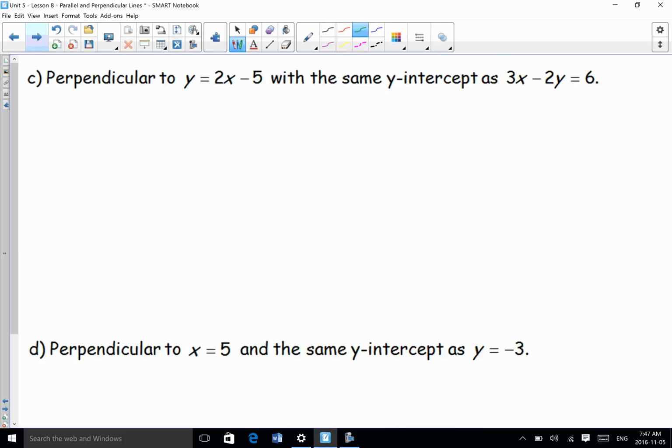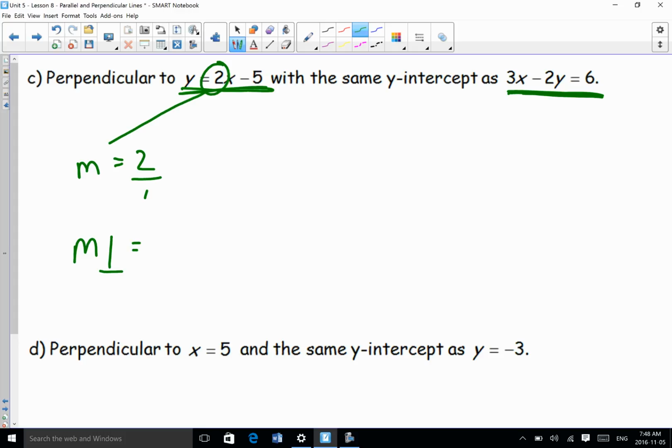Okay, got more. I want a line to be perpendicular to this one, but with the same y-intercept as this one. Okay, so what does perpendicular mean? Perpendicular means the opposite slope. So if I identify my slope here as 2, or 2 over 1 if you want to think of it, it's the opposite slope. So for the perpendicular slope, I have to flip it over and change the sign.